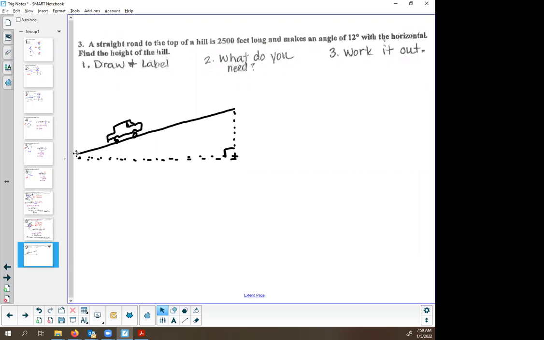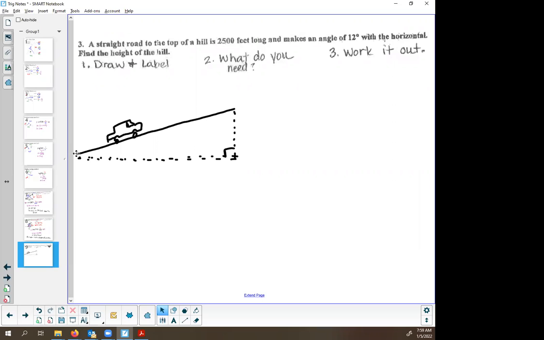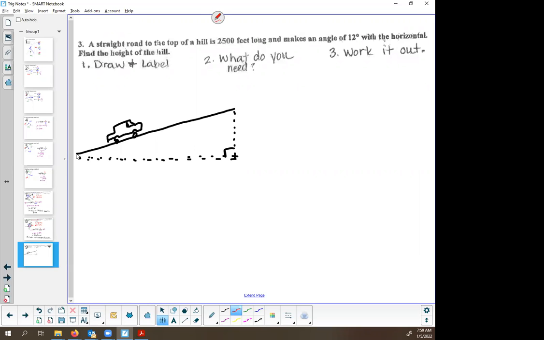Isaac: Yeah, you know how it says 12 degrees? How do you know to write it on the left side or the right side of the angle? Great question. Let's go ahead and add that in now.